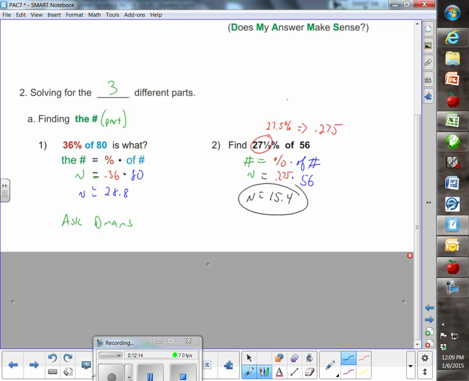Okay. Now we better ask DMAMS. DMAMS, do you like my answer? And so again, 27.5, that's kind of hard. What's 50% of 56? So what's half of 56? 28, right? And then, going to 25%, what's half of 28? 14. We better be a little bit more than 14. Are we a little bit more than 14? Hey, DMAMS likes the answer.